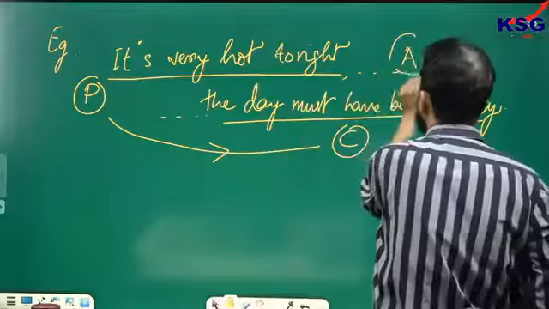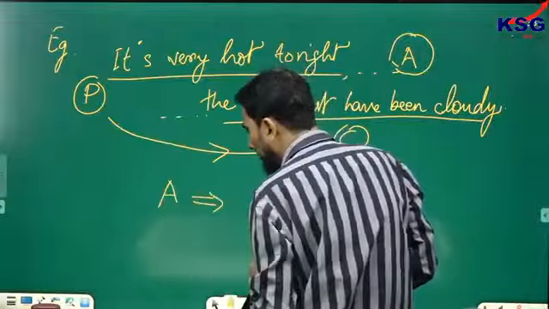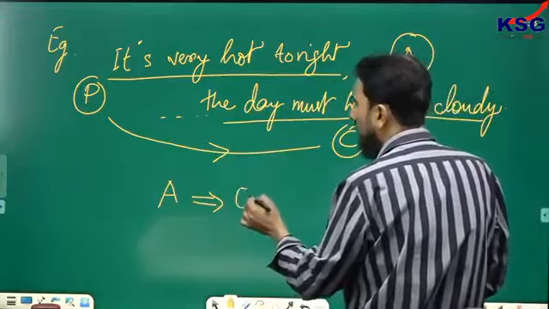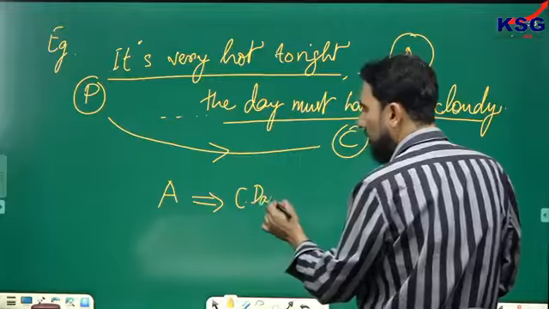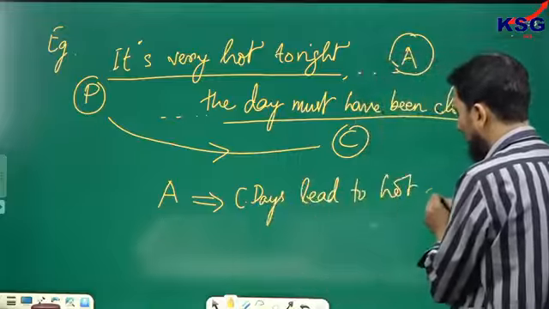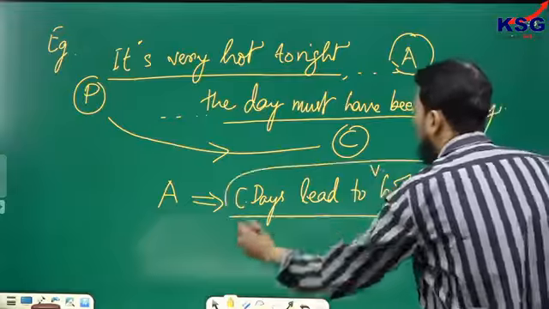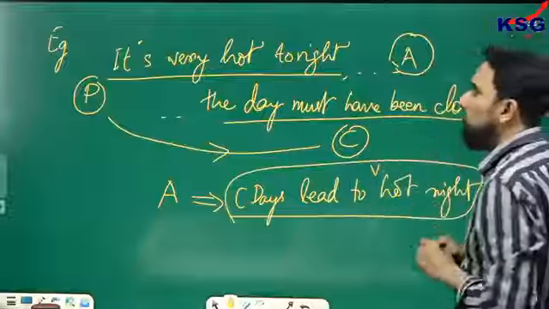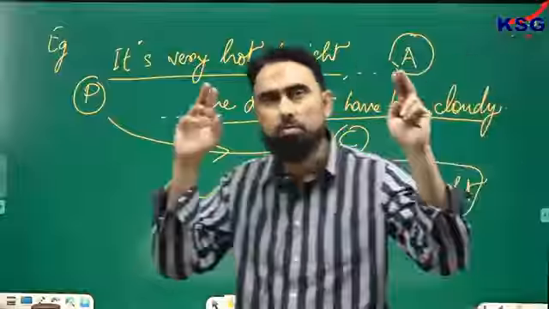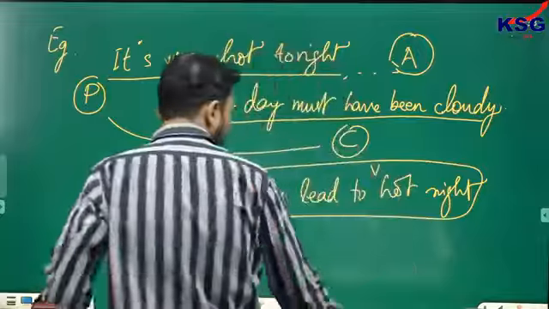So assumption, since it is not written, so what kind of assumption will be correct? Such an option that says that cloudy days lead to hot night, or maybe very hot night. This is the valid assumption. If this one is not correct, then the entire argument deflates. So the assumption must always be true. It should always be in the must be true category for the conclusion to be established. So that is the example, and I suppose it is clear.